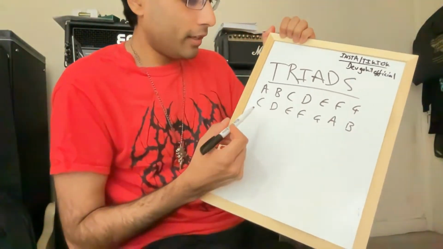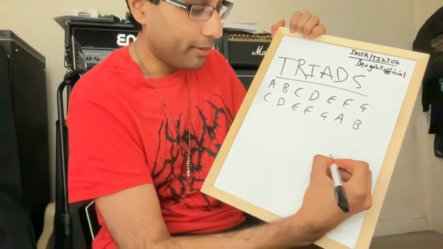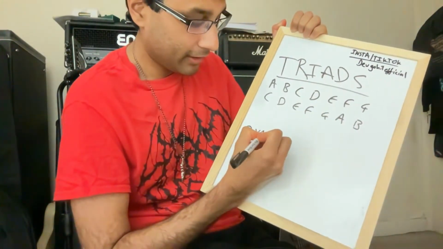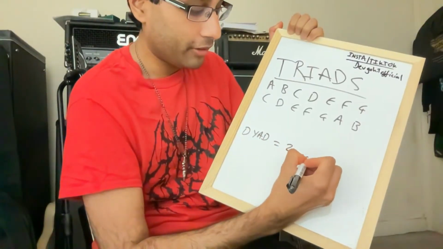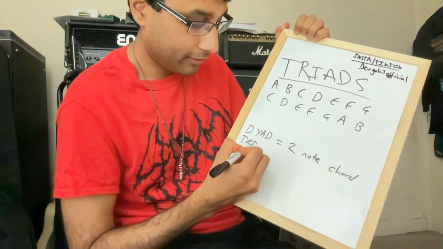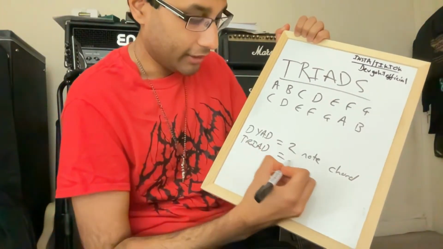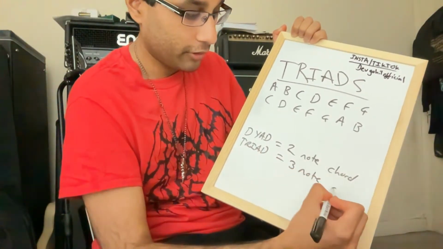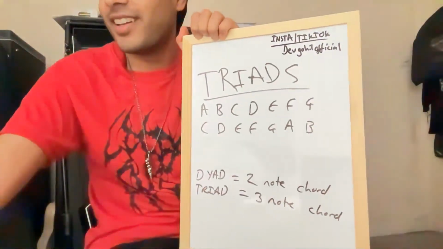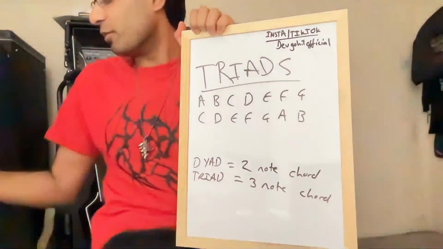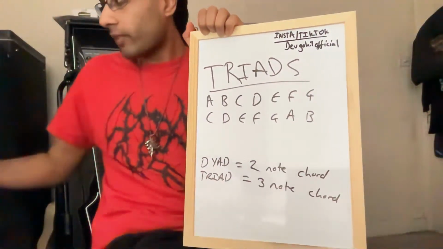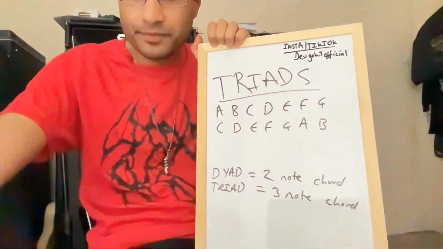Okay, so very quickly before we discuss triads, remember a dyad is a 2-note chord, and a triad is a 3-note chord. Okay, so that's the biggest difference between the two.